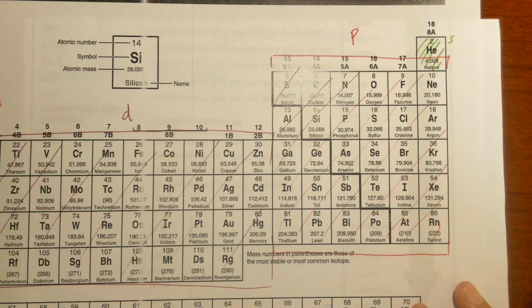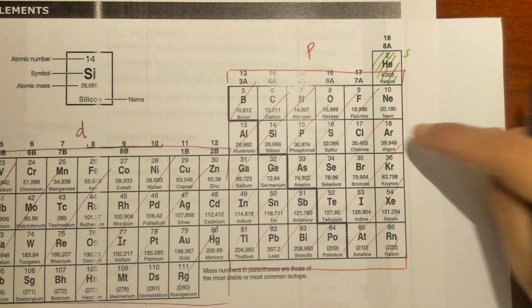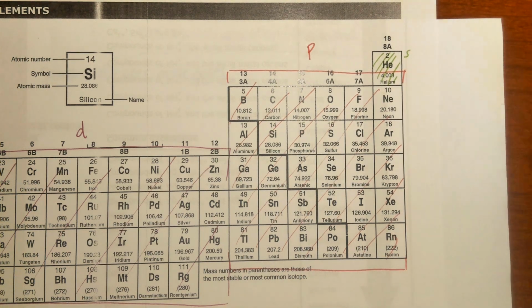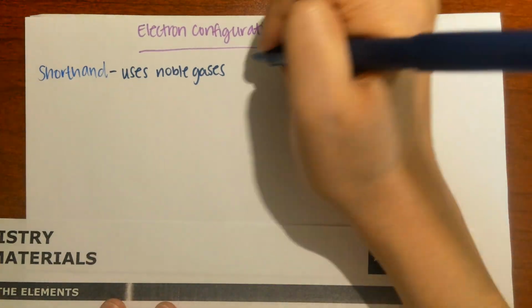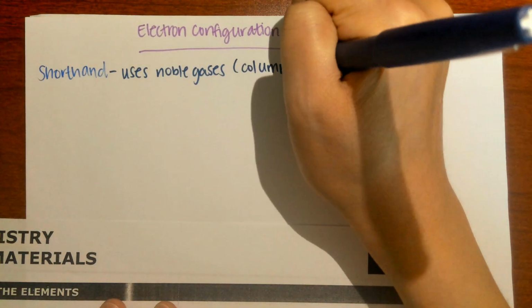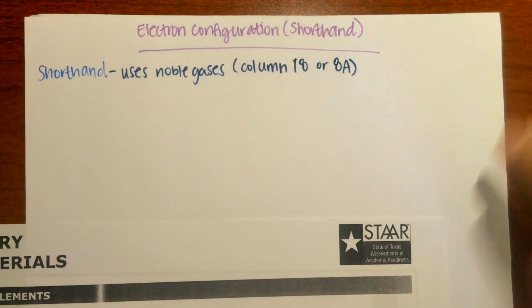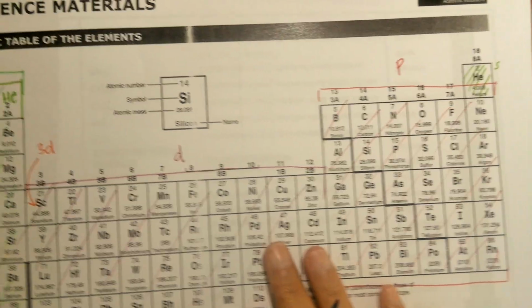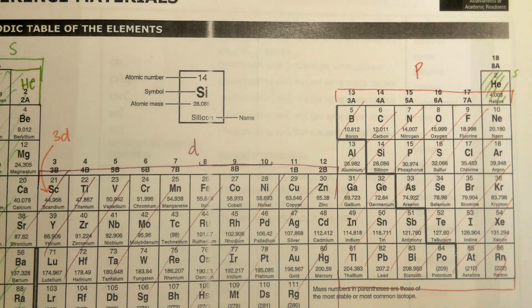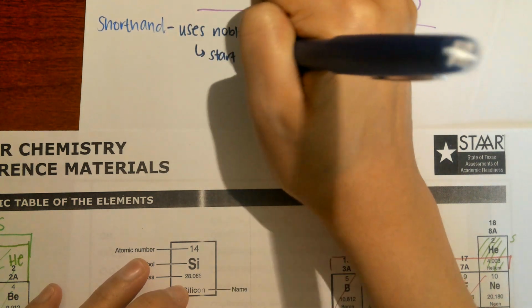So if you don't know this already, or as a reminder, the noble gases are this very last group here: helium, neon, argon, krypton, xenon, radon. Notice how most of them are rhyming. Group 18 or group 8A are the noble gases, whichever one you want to describe it as. So for whatever element I want to write the electron configuration of, I can start at the noble gas that's before it.